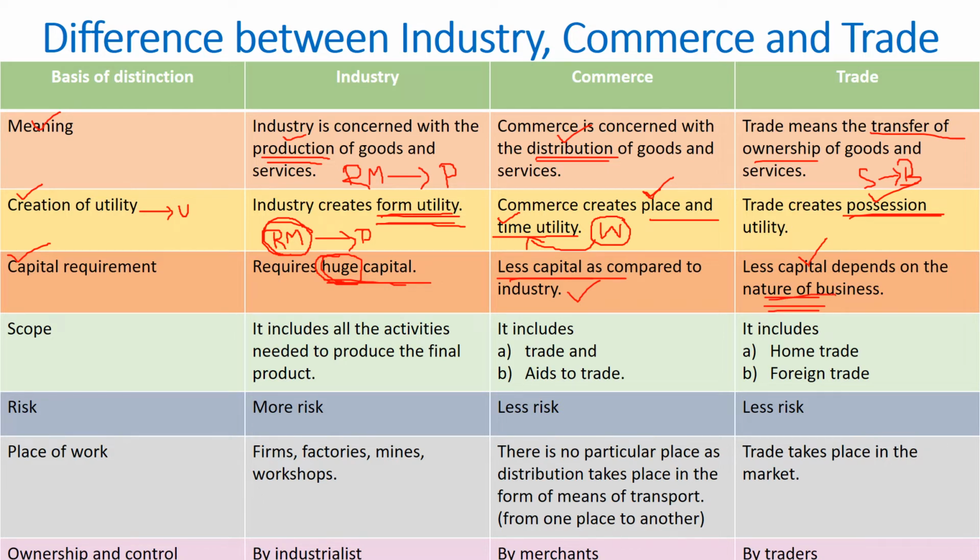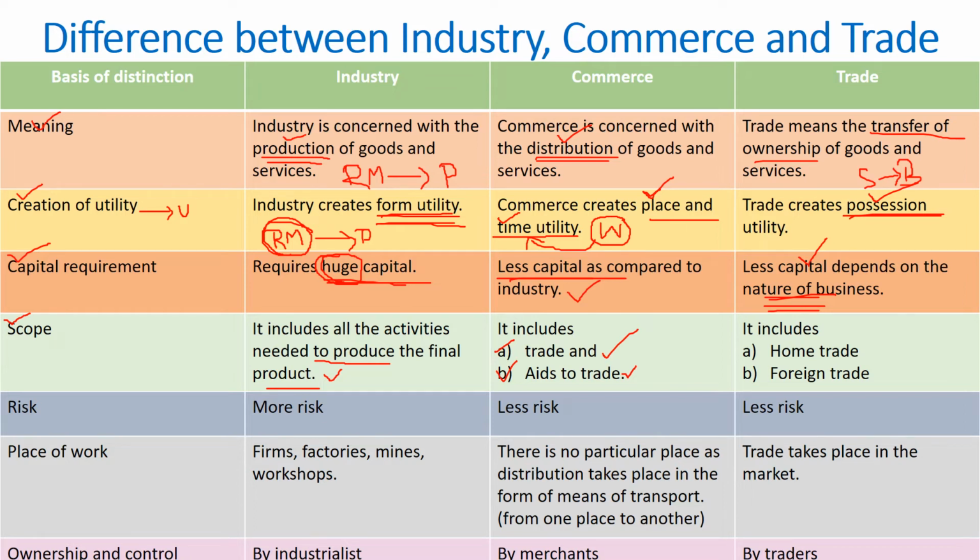The next point of difference is the scope. When we talk about industry, it includes all the activities needed to produce the final product, which help in the production of goods and services. When we talk about commerce, it includes trade and aids to trade. The branches of commerce are, first, the buying and selling of goods, which is called trade, and the auxiliaries to trade, which is the transfer of goods from the place of production to the place of consumption.